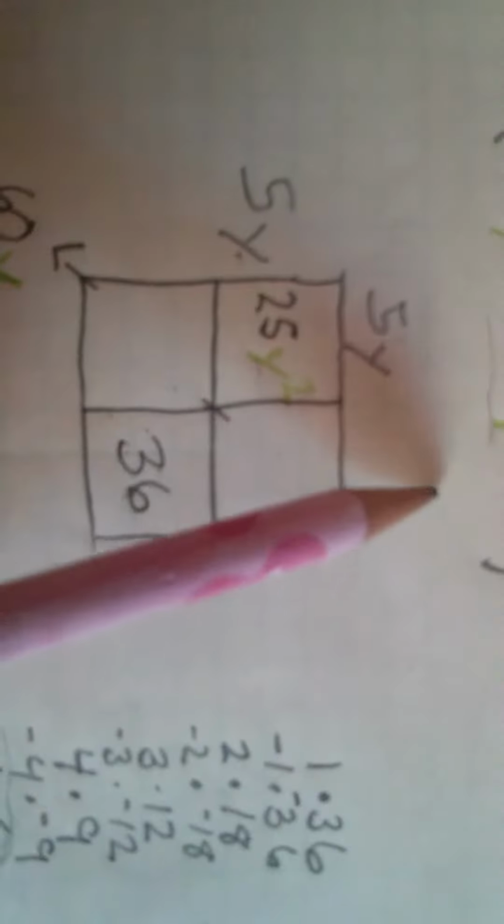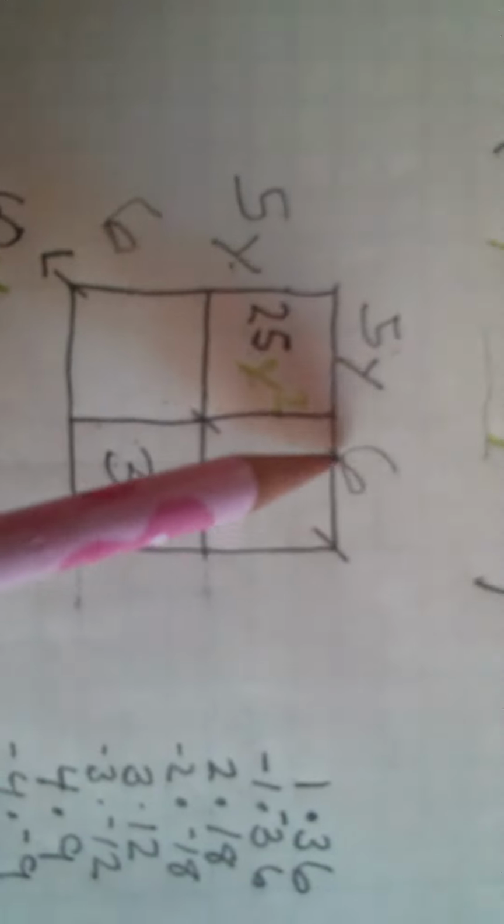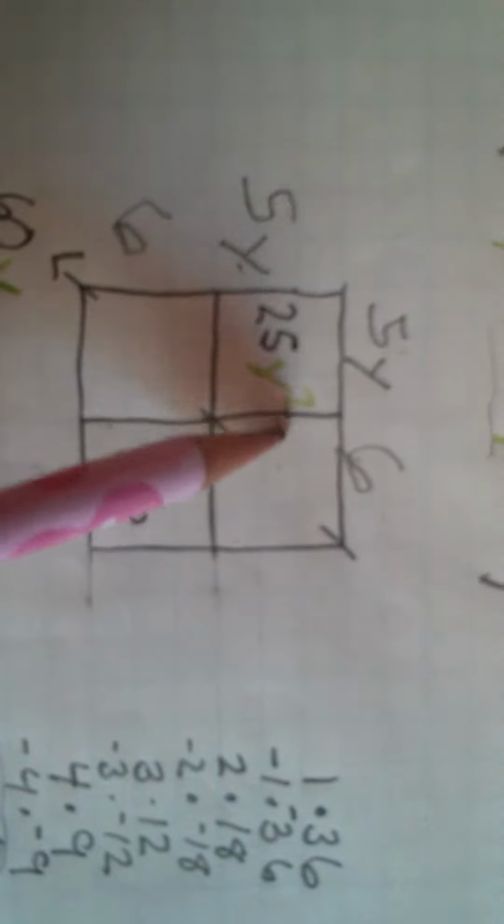But I'm going to skip to it. 6 times 6 will work. We go 6 times 6 is 36. Then we go 6 times 5y is 30y. 5y times 6 is 30y. 30y plus 30y is 60y. Okay? So now this is one factor. This is the other factor.